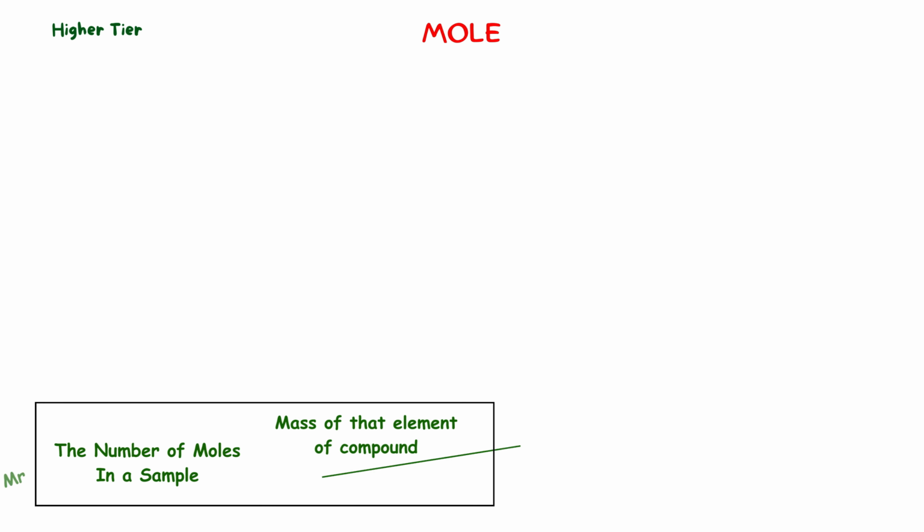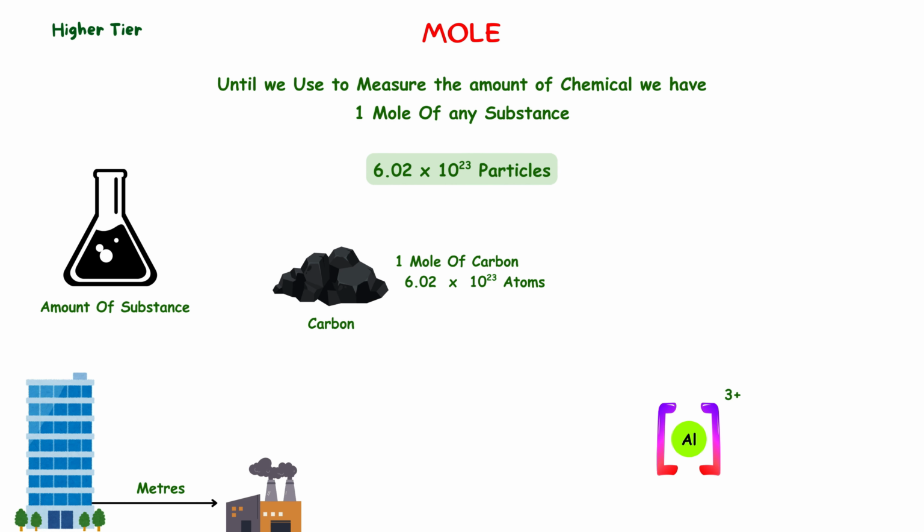In this video, we are going to explore what the term mole means in chemistry and how we can use a particular formula to convert between the number of moles, the mass of a substance, and its relative formula mass. Now, although the word mole might sound a bit strange at first, it is simply a unit that chemists use to measure the amount of a chemical substance, much in the same way we use meters to measure distance or seconds to measure time.